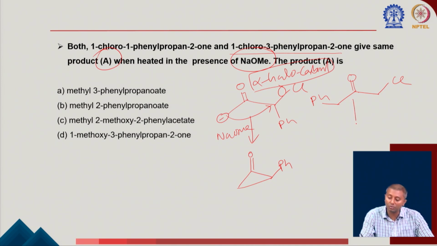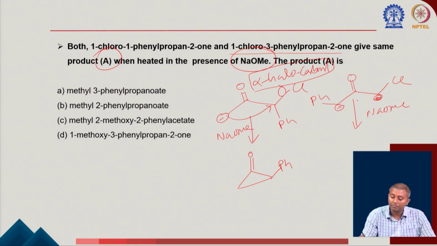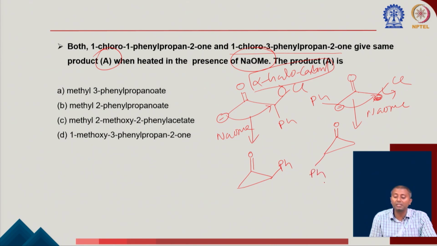Now if you treat here also sodium methoxide, what is going to happen? This is going to abstract this proton from next to the chlorine. This will be more acidic proton. It's going to take the proton next to the phenyl, and then it is going to attack here, because chlorine is a very good leaving group, so it is going to form the very similar intermediate here. So you can see both are forming very similar intermediate.